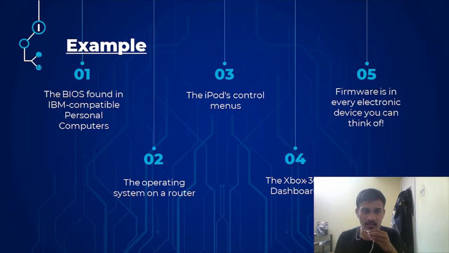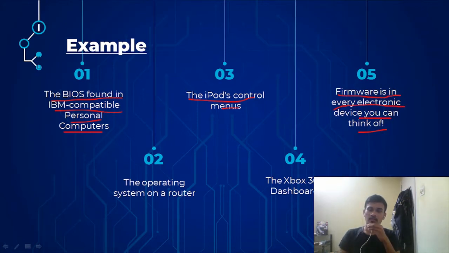Next, these are some examples of where you can find firmware. The BIOS is found in IBM compatible personal computers, and in BIOS you can find the firmware. Next is the iPod's control menu, where firmware is used. Firmware is in every electronic device you can think of.